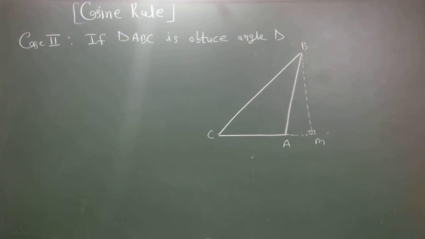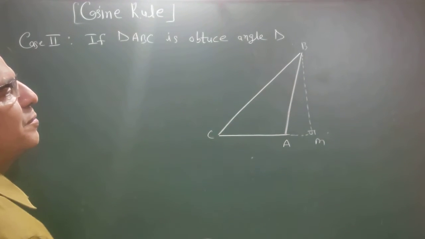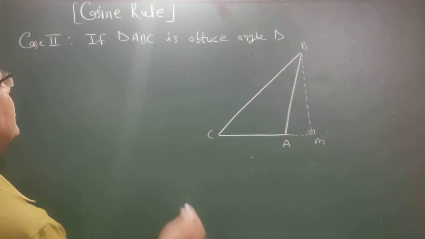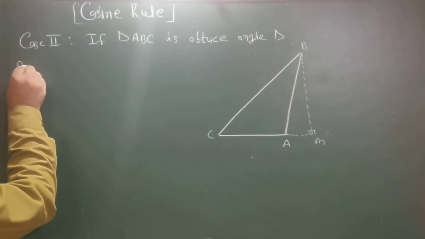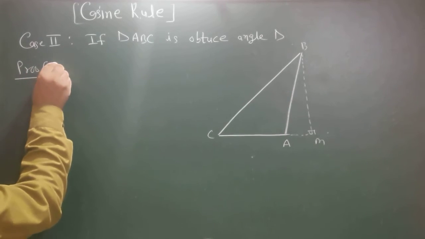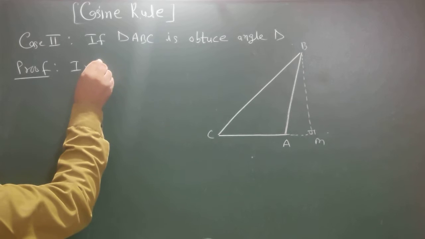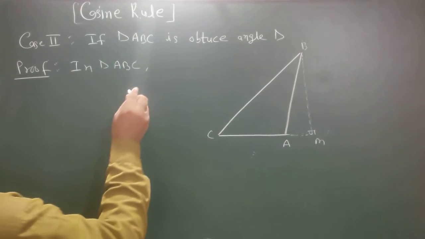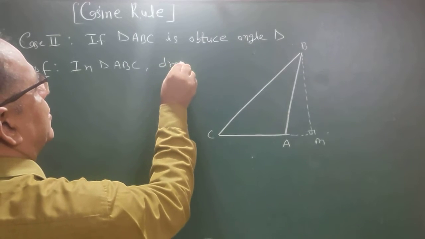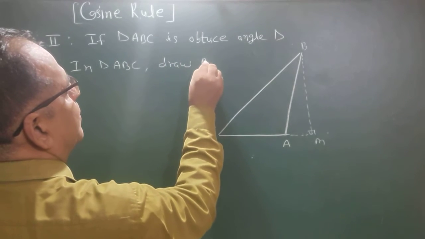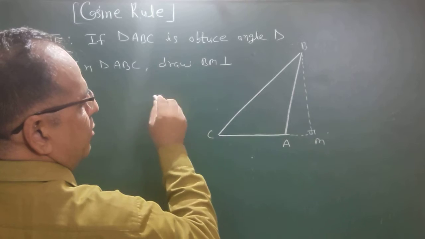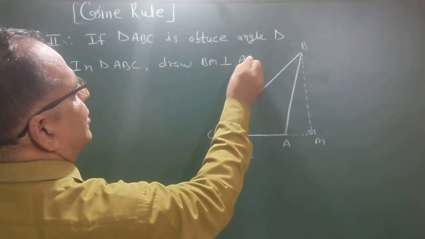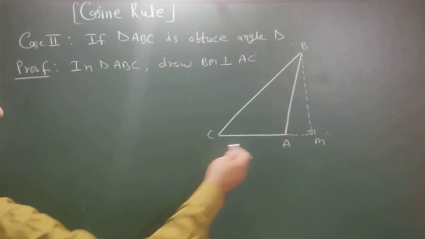So here we take an obtuse angle triangle ABC. Prove that in triangle ABC, draw BM perpendicular to AC which is extended.